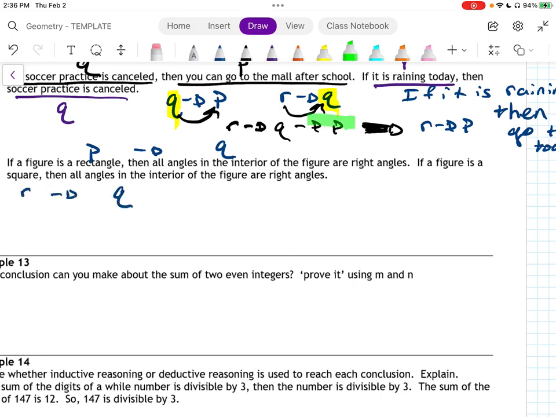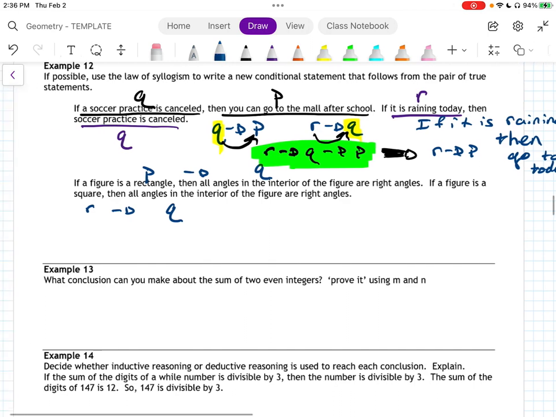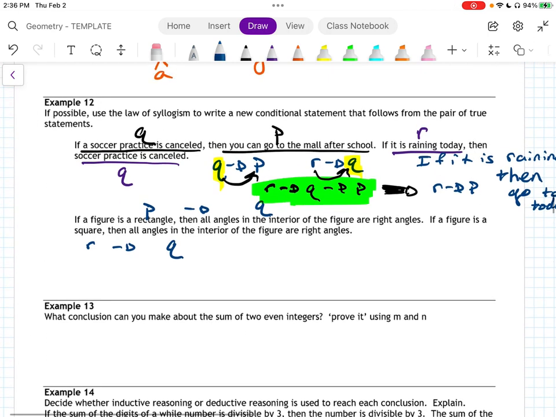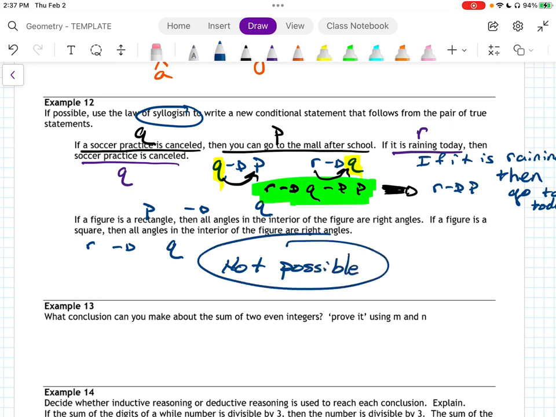We can't write it like this. We can't do something like that, where it has a double arrow, so we can't really say anything about this. There's nothing fancy we can say. Now, well, let me stop. There's things we could say, but we can't use the law of syllogism to say it. So, if possible, not possible. There we go. That's our answer.